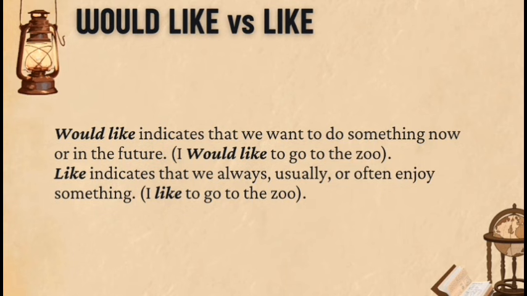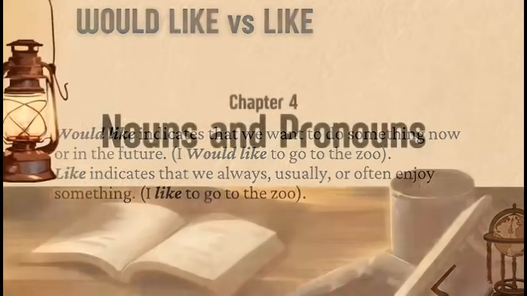Would like versus like. Would like indicates that we want to do something now or in the future. For example, I would like to go to the zoo. Like indicates that we always, usually, or often enjoy something. For example, I like to go to the zoo.